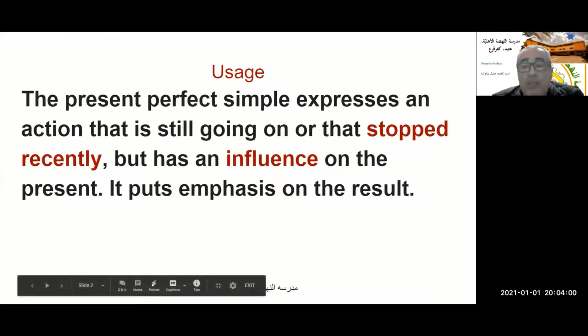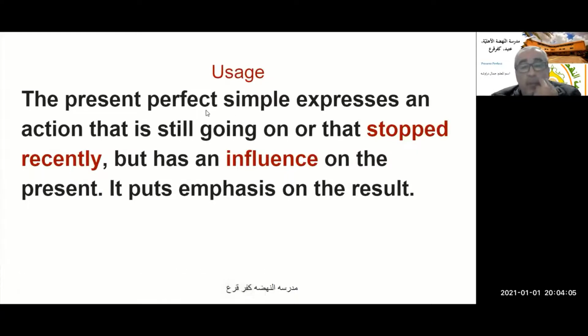Usually we use the present perfect tense in order to express an action that is still going on or that stopped recently but has an influence on the present. It puts emphasis on the result. Now I want to make this clear. Usually we confuse the use of present perfect and past simple.